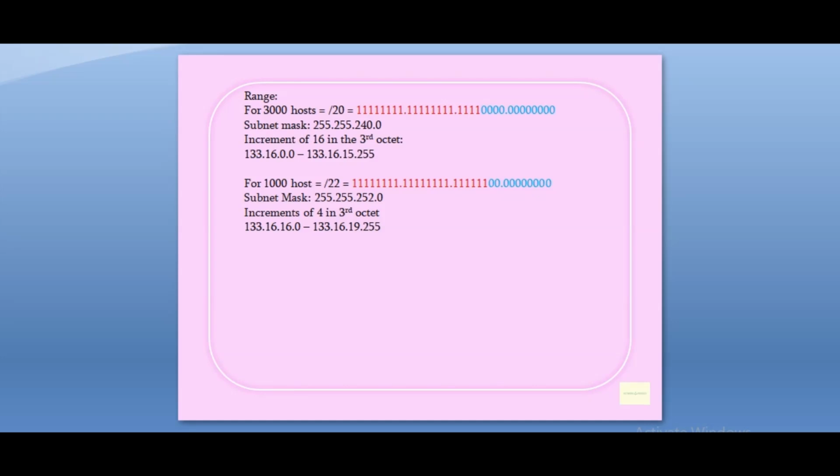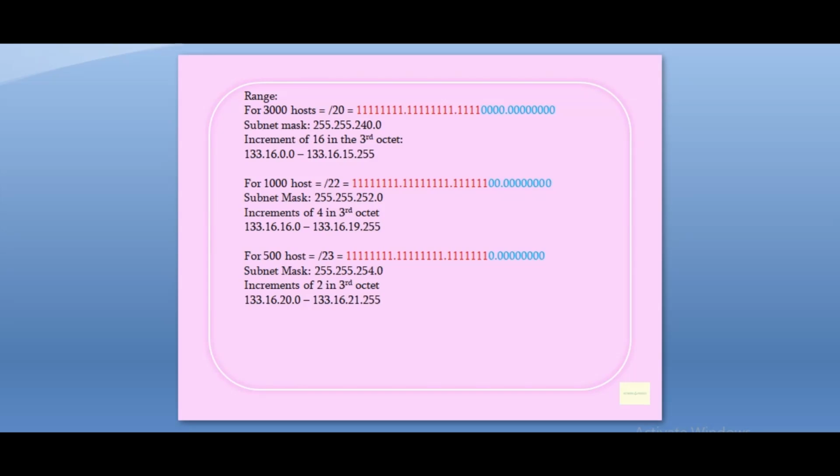Now, for the subnet with 1000 hosts, we used /22, giving us the subnet mask of 255.255.252.0. For this subnet in /22, the last network bit is in the third octet, and it is on the value of 4 in the binary place value table. This means with increments of 4 in the third octet, we get our subnet. This subnet's network address is the last subnet's broadcast address plus 1, which is 133.16.16.0, and adding 4 to the third octet we get the broadcast address of 133.16.19.255.